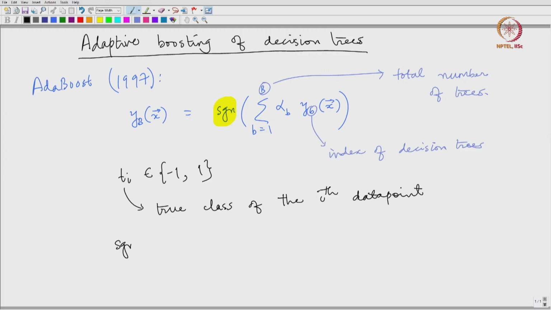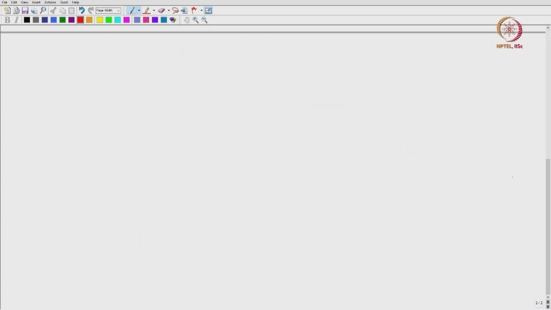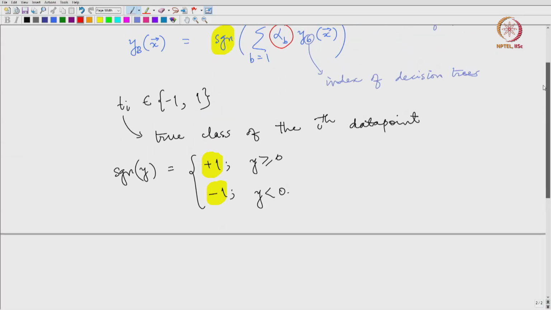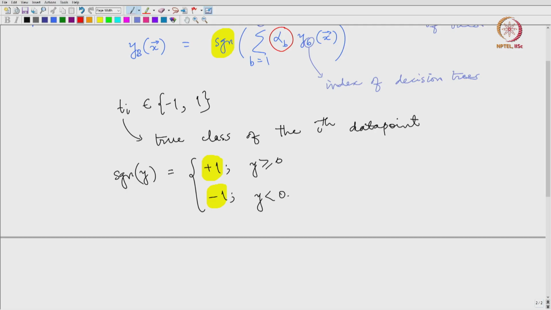and we also discussed that the sign SGN of y is basically +1 if y is greater than or equal to 0, that is how we are defining it, and it is -1 if y is less than 0, and this is done because there are only two classes, right, class 1 which is -1 and class 2 which is +1. So if that makes sense, we had also discussed how the alpha b, the weight of each decision tree, is decided, and basically we were weighting those trees more which are more accurate and weighting those trees less which are less accurate, right.